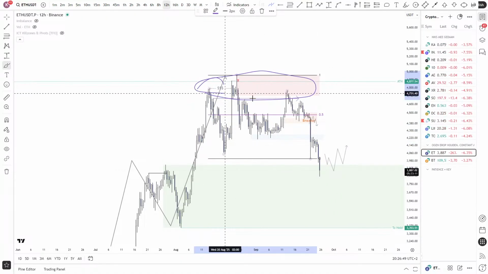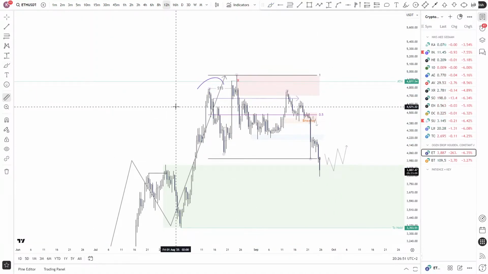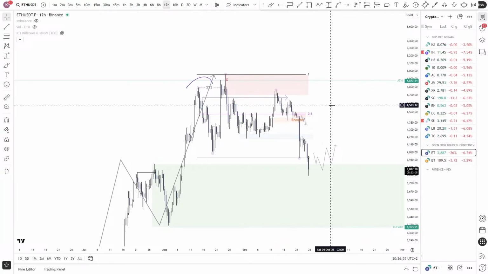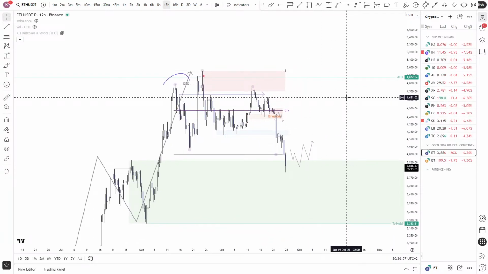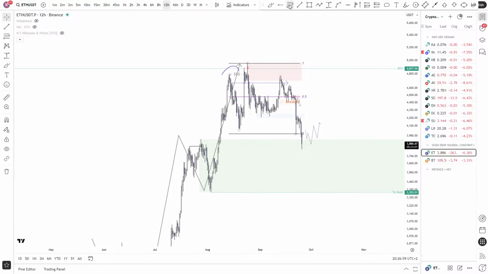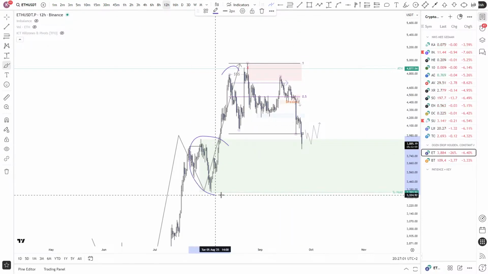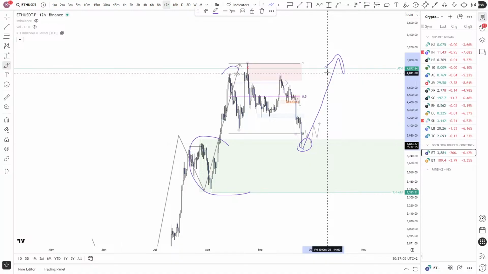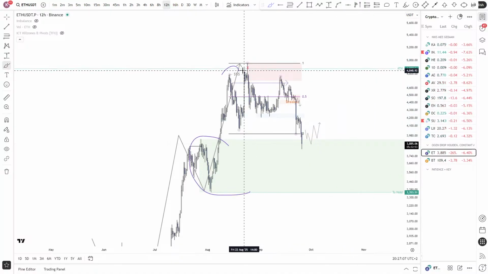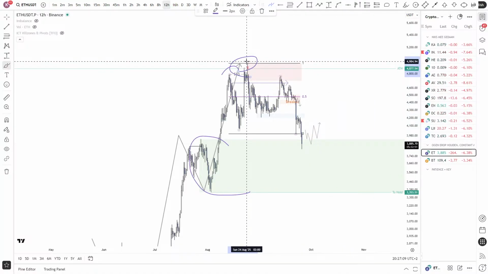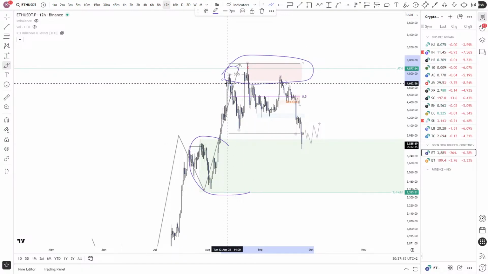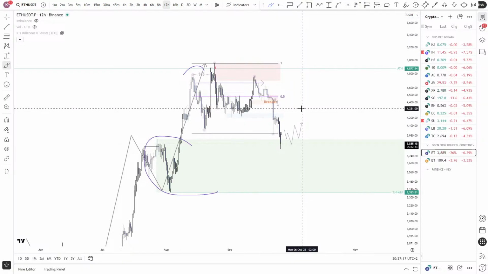This is a macro top for me. It took 42 days as well, so yes, this could definitely be a macro top. And like I said, even though we have a point of interest here that could start to bring us up again, we swept the all-time high and then we never returned there. We distributed on the all-time high. How bearish is that? It's really bearish, trust me.